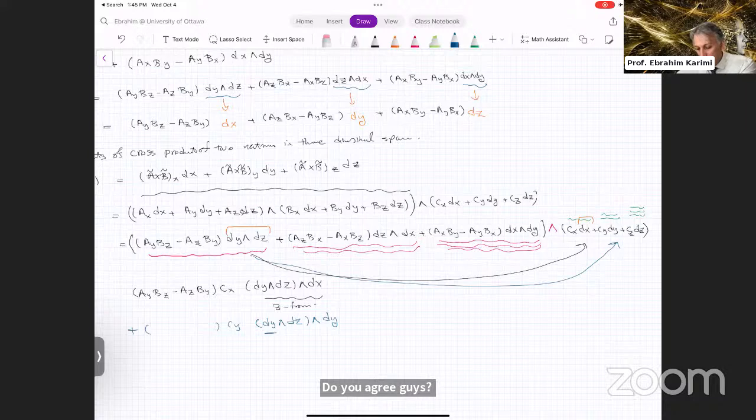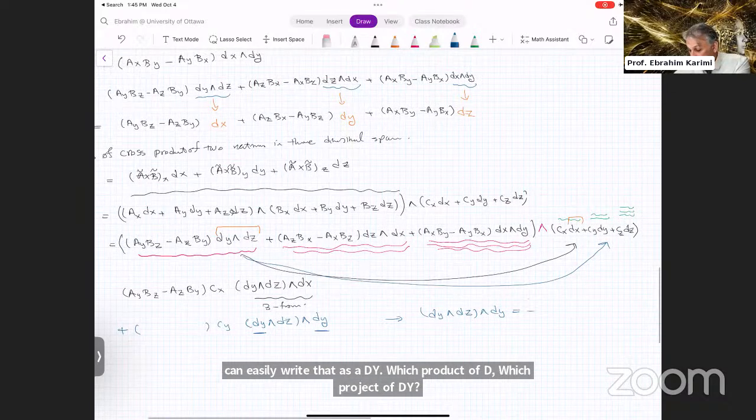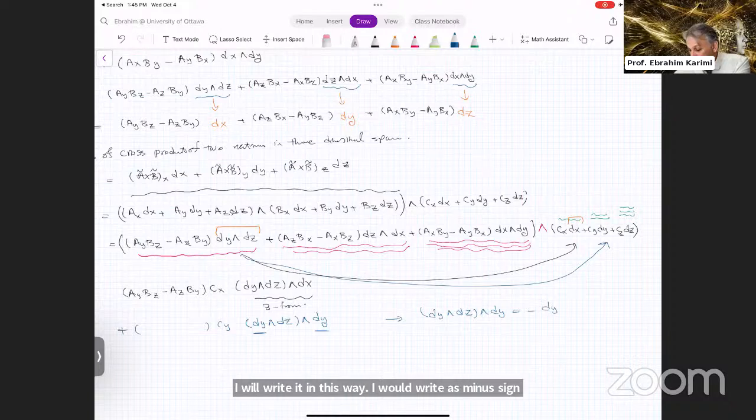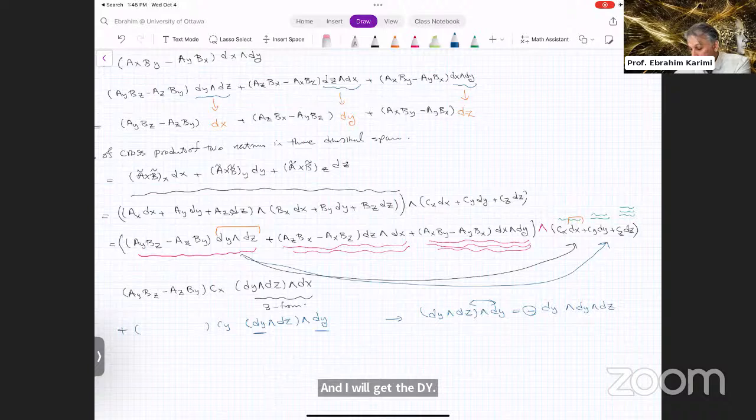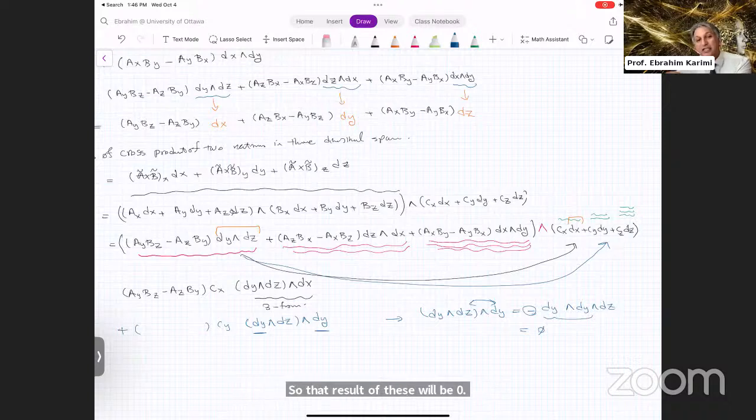Because two of the differentials are repeated, I can easily write that as dx wedge dz wedge dy. I will write it with a minus sign: minus dx wedge dy wedge dz. Then I will swap these two, and add a minus sign here. Using associativity, I can keep these together, and dy wedge dy is 0. So the result of this will be 0. So anything in which the differentials are repeated will be equal to 0.